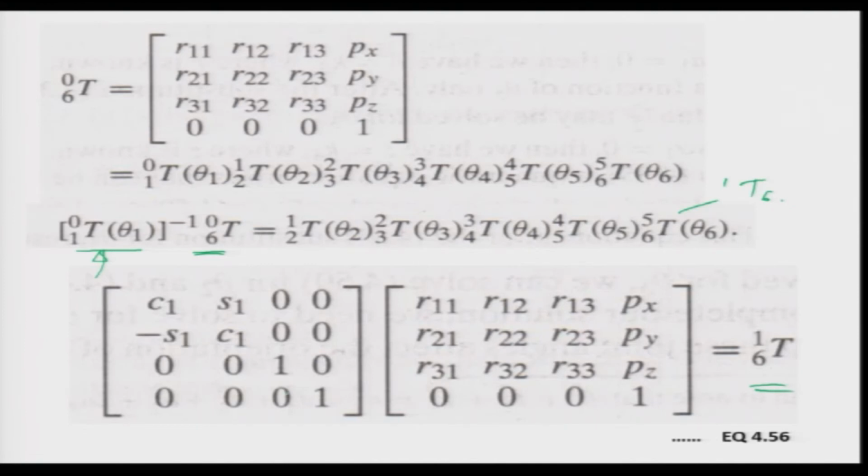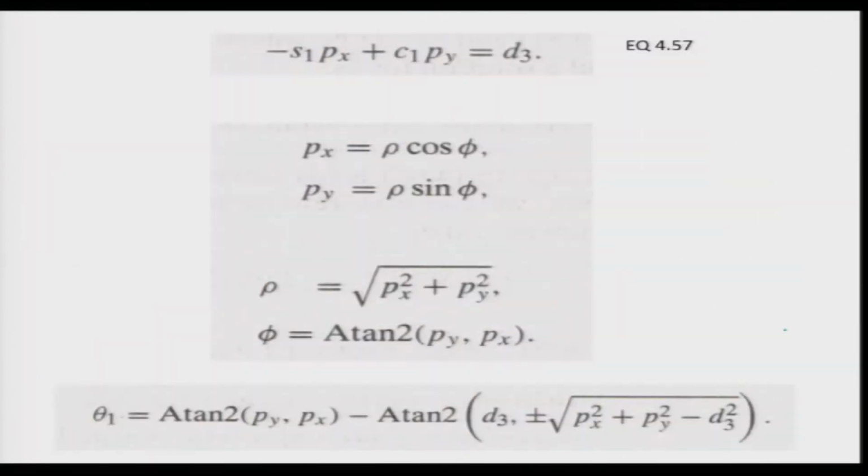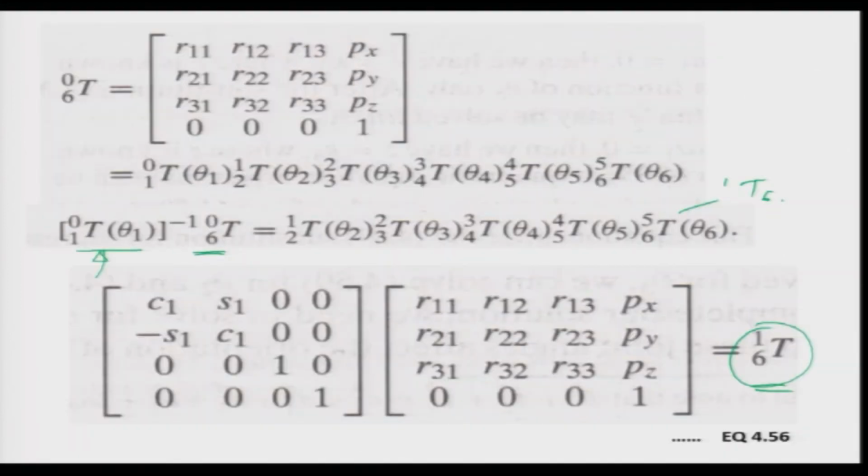So this is my inverse of that, and we multiply it with this T 1 to 6. So this was T 0 to 1 inverse, and this is my T 0 to 6. Now if you multiply this out, what you get is equating terms. This is equation 4.56.